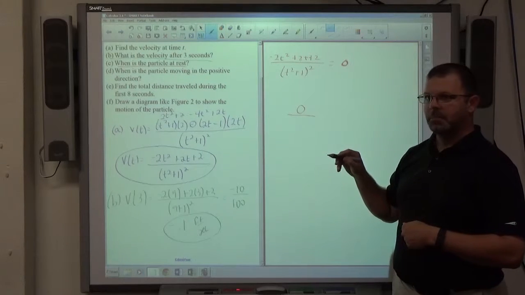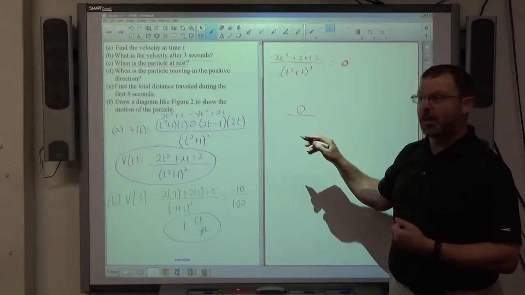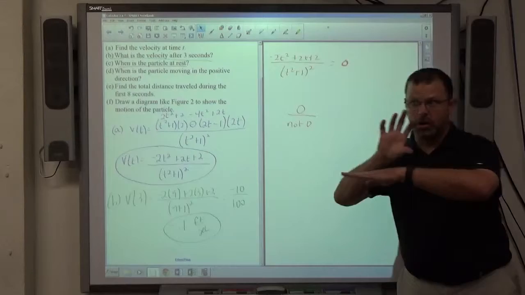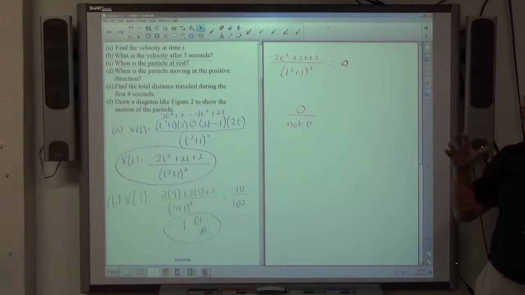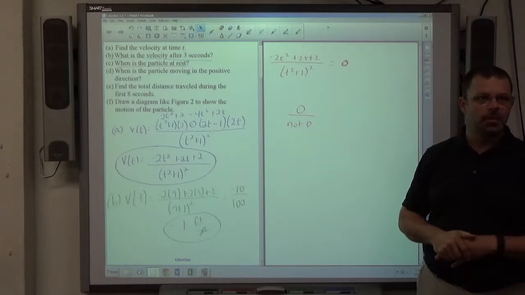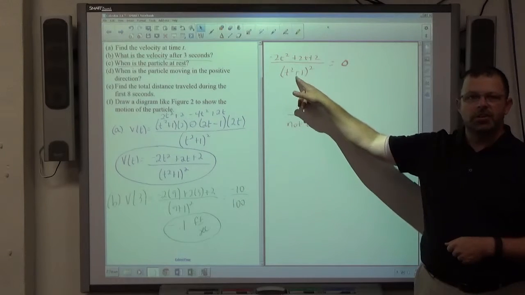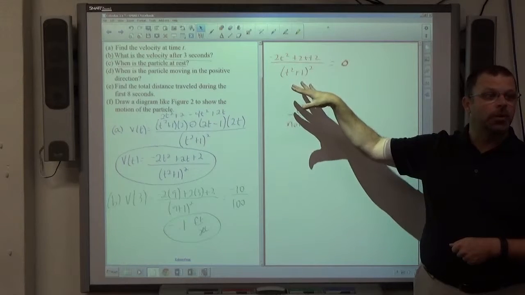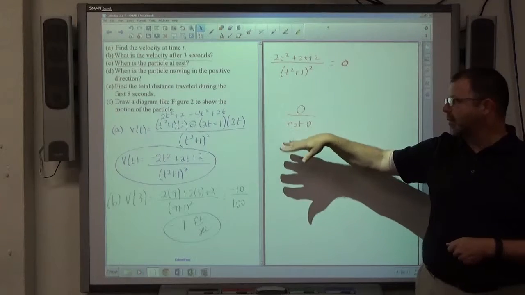A number that isn't 0, right? We already determined that 0 over 0 earlier this year is indeterminate, right? So in order to equal 0, we have to have 0 divided by not 0, right? I've already established t squared plus 1 can't equal 0, so the bottom of this thing does not equal 0, ever. So we got the bottom taken care of.